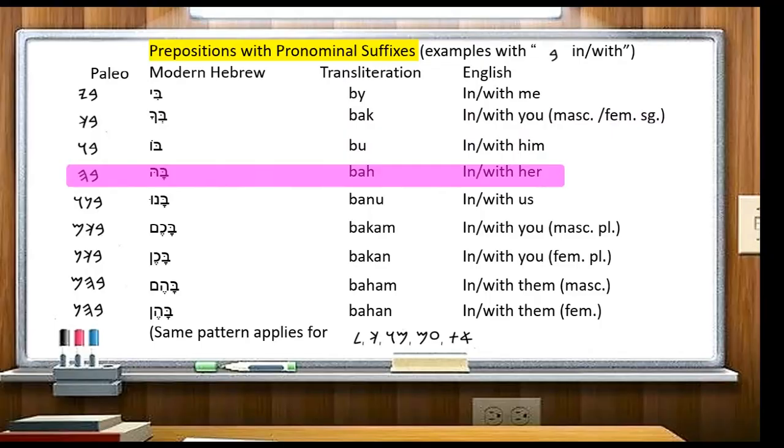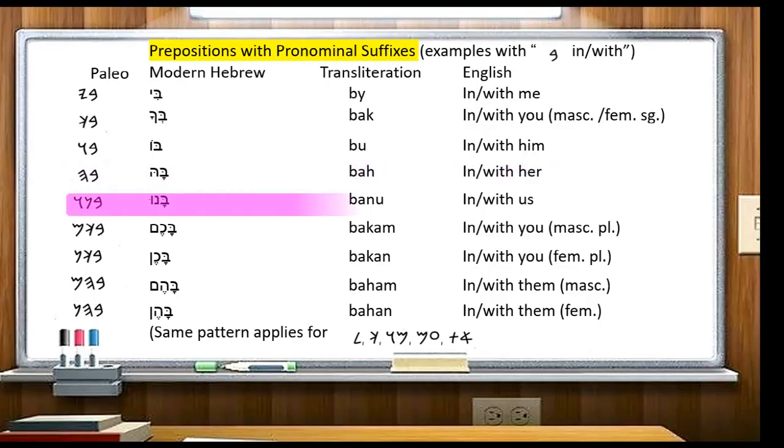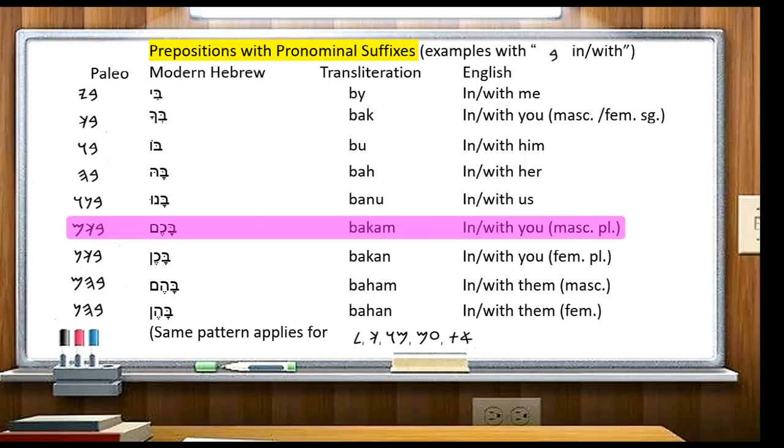Do you remember the pronouns? Shali, shalak, shalu, shala, shalanu. Do you remember those? So the endings are being applied here. So ba, in or with her, banu, in or with us, bakam, in or with you, grouping.